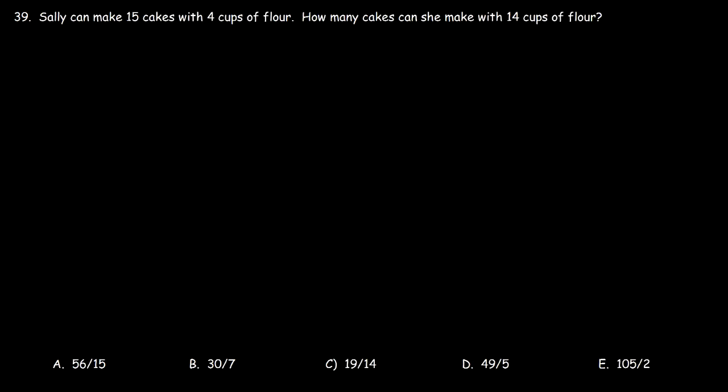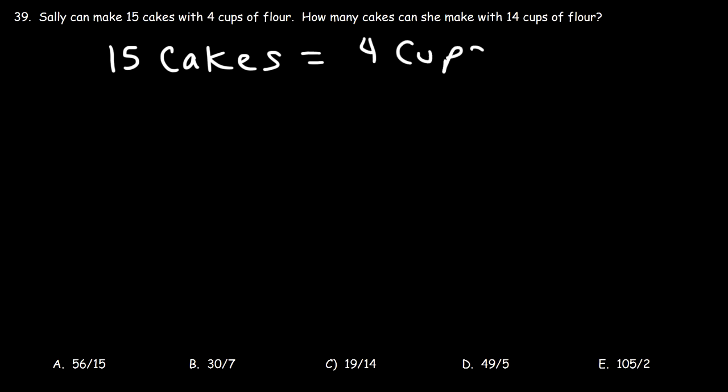39. Sally can make 15 cakes with 4 cups of flour. How many cakes can she make with 14 cups of flour? So once again, this is another conversion problem. So starting with the conversion factor, we know that 15 cakes correlates to 4 cups of flour.